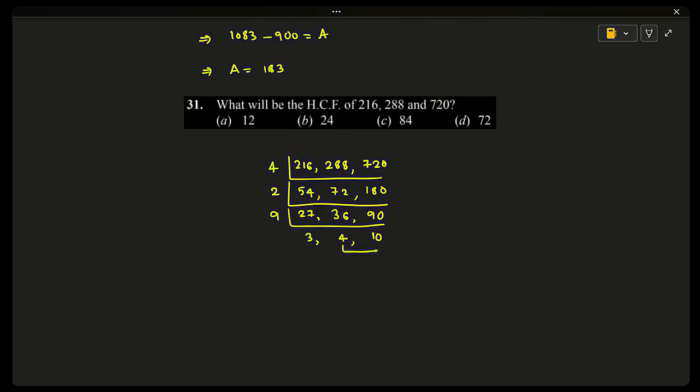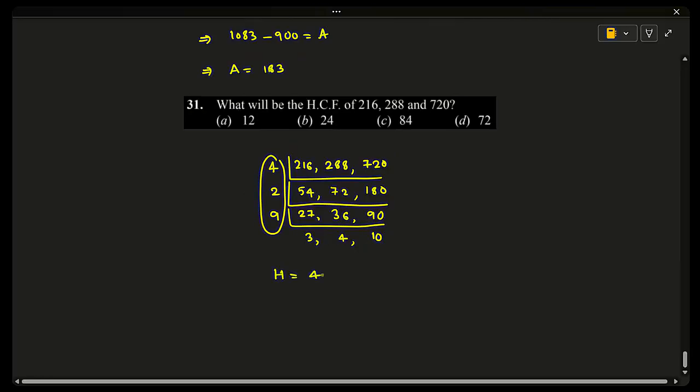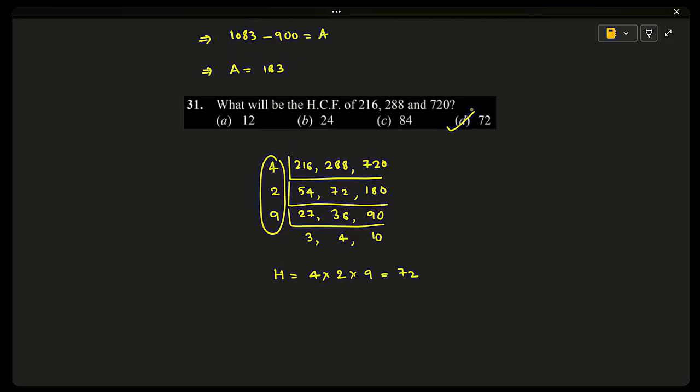You may think 4 and 10 are divisible by 2, so let me take 2. No, we are doing HCF. Only if all are divisible do we take 2, because 3 is not divisible. Only multiply the left side numbers and we will get the HCF. So HCF is going to be 4 into 2 into 9. 4 twos are 8, 8 nines are 72. 72 is the HCF, option D.